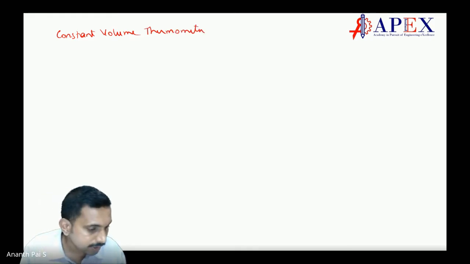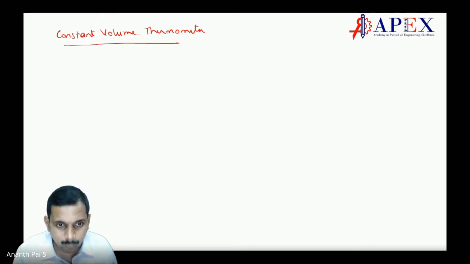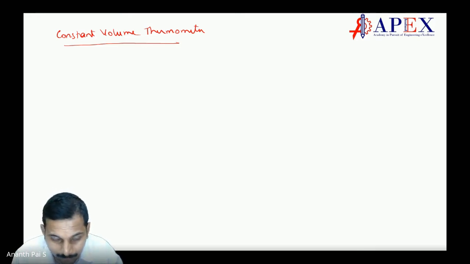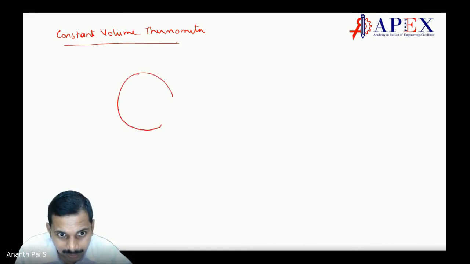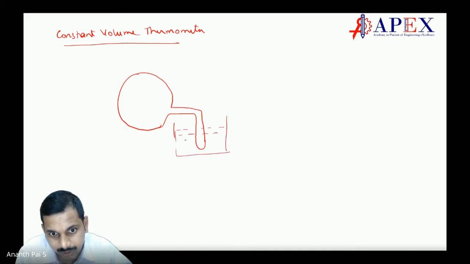Now in a constant volume thermometer, if I want to find out the temperature T, what is constant volume temperature? I will tell you. There will be a bulb like this, and there will be a place where you will put this into a particular temperature bath. Whatever the temperature bath is, I'll put it into it. So to measure the temperature, whatever I have to measure the temperature of, the bulb is placed here.